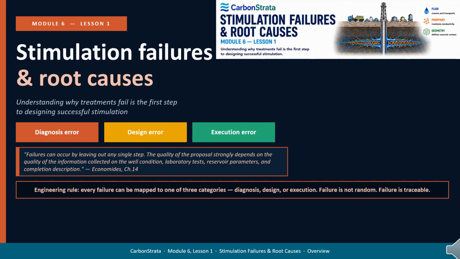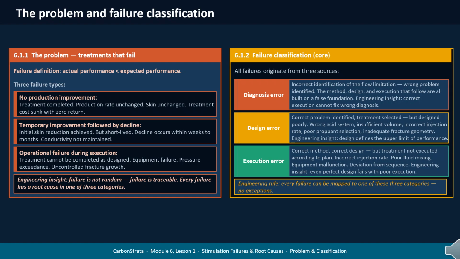Now define engineering rule. Every failure must be assigned to one of these three categories. No exceptions. Final condition. Failure is traceable. If the cause is identified, the next design can be corrected. Failure must be defined before it is analyzed. Now define failure. Actual performance is lower than expected performance.